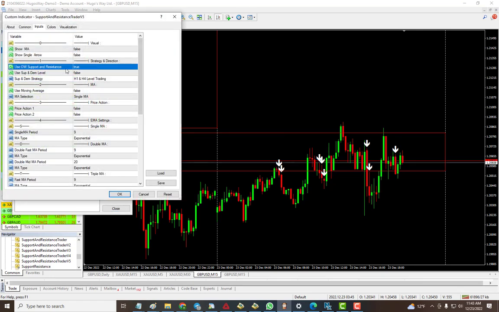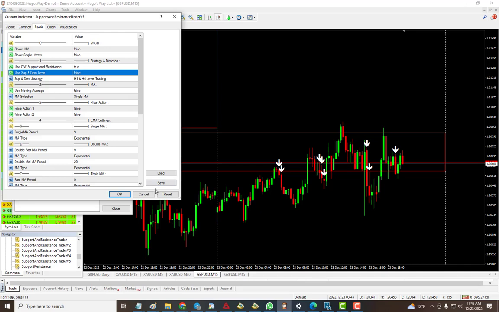This is the one that's selected, OW support and resistance. And then another one here is supply and demand or support and resistance level. Once you set this to true, you can select either to use H1 or H4 to trade.